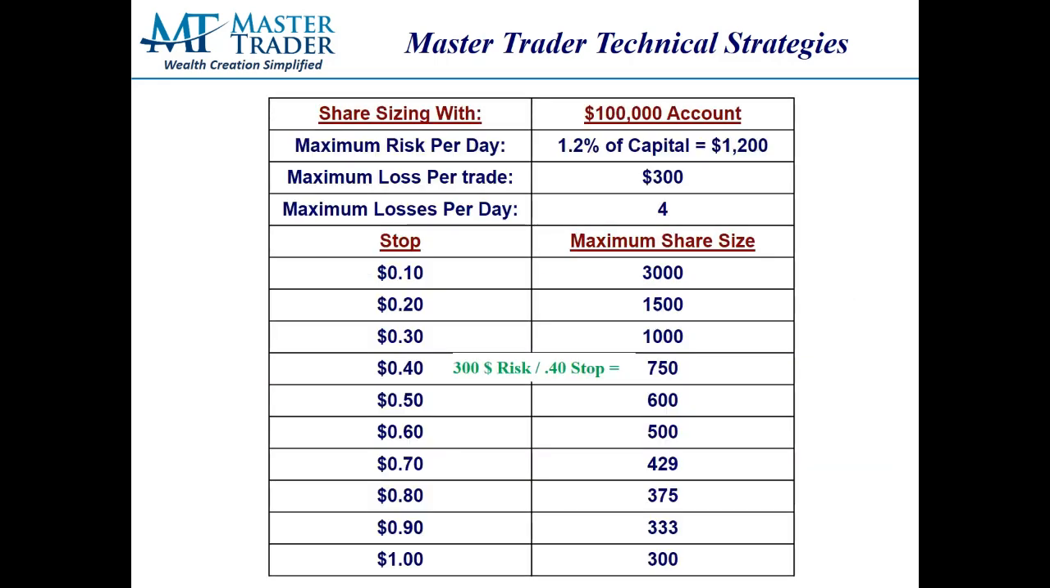So here is an example of how you could decide your risk based on your account size. And we're saying here's a $100,000 account. We're going to risk 1.2% of capital on any given day. And we're going to take a max loss per trade of $300, which will allow us 4 trades per day. If you have 4 losing trades, well, you're done for the day. No more trading. Turn it off.